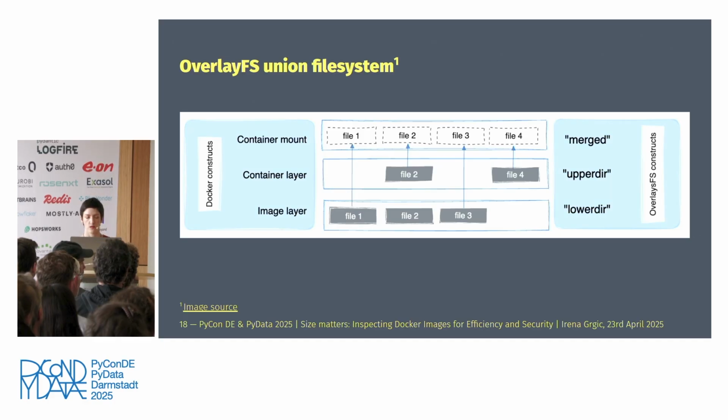And quite an interesting thing to know is, for example, if you have file2 in one of the image layers and in the container layer, what you see is actually the file2 from the container layer, because the container layer takes precedence.